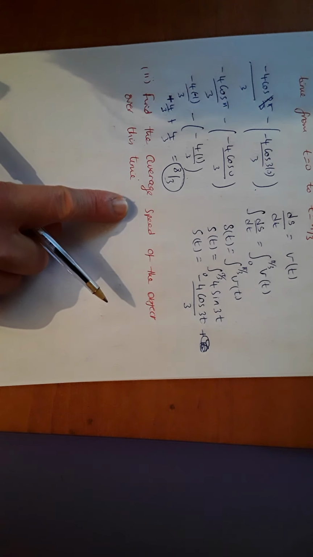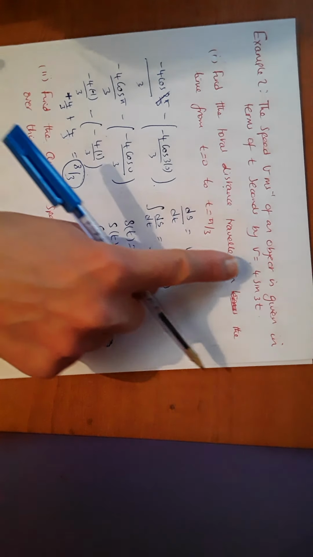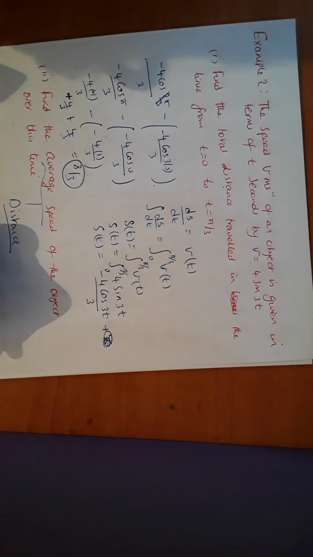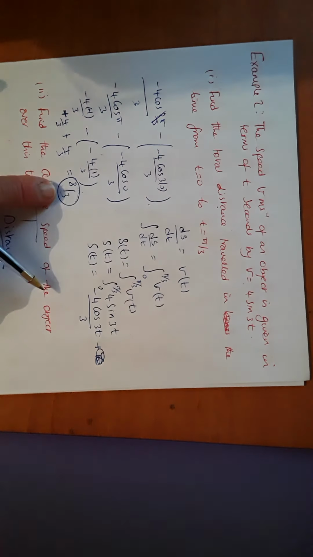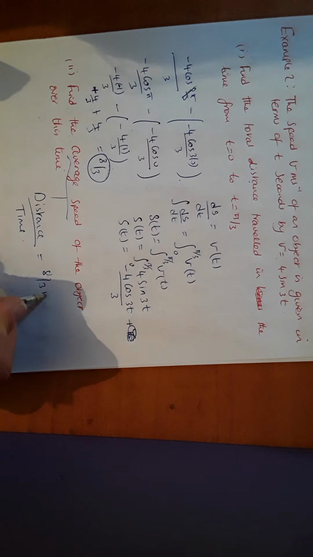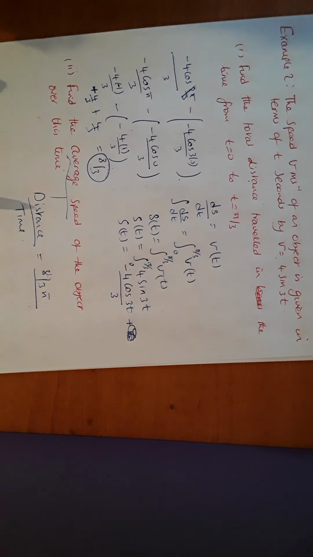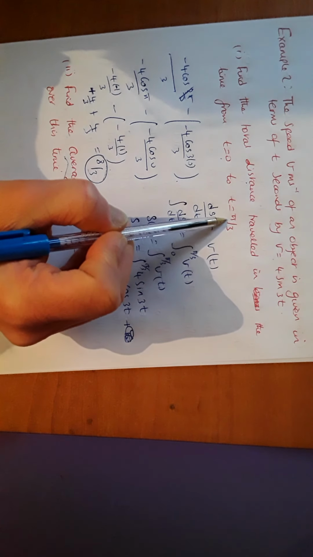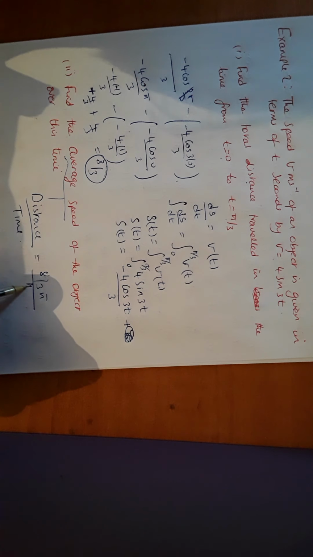Right. The next thing then says, find the average speed of the object over this time. Now I know what the speed is, the speed is equal to up here. But how do I find average speed? If you recall, speed is equal to distance all over time. What's the distance travelled? Find the total distance. The distance is 8 all over 3 meters. And the time, right, time was what? It started at t is 0, which is the initial, and it went up to pi all over 3. So the time was pi over 3.